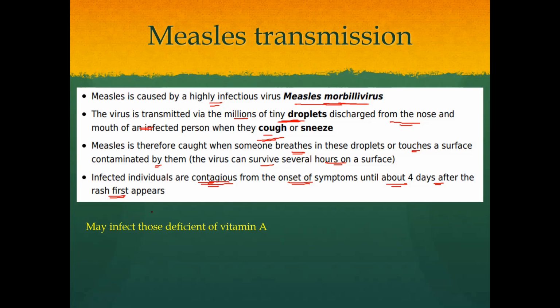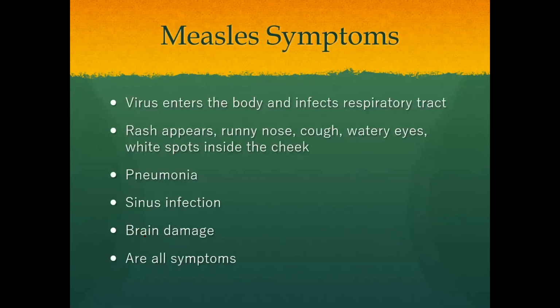Then many people who are deficient in vitamin A, okay? They can also become infected with this measles. Right. So the virus enters the body and infects the respiratory tract, right? Then the rash appears, okay, after the 4th day. Then definitely it's affecting the respiratory tract: the runny nose, cough, watery eyes.